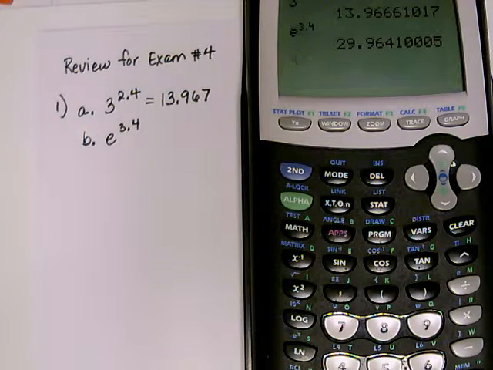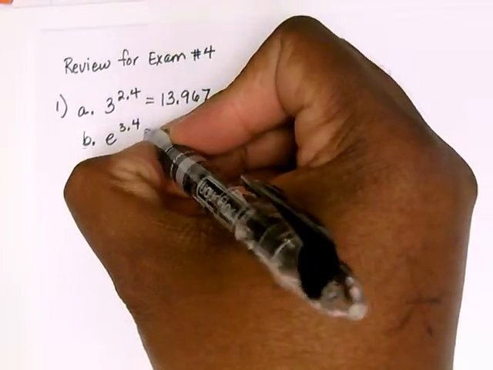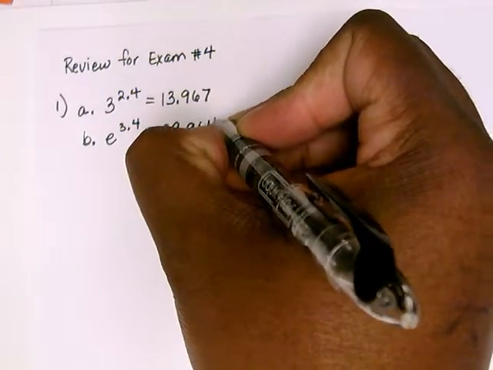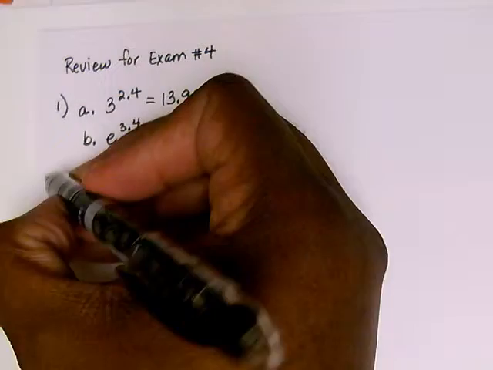So it'll be 29.964100005. But to 3 decimal places, we round that off to 29.964. So e to the power of 3.4 will be 29.964. Okay, so that's problem number 1.